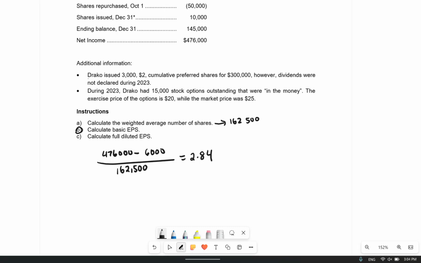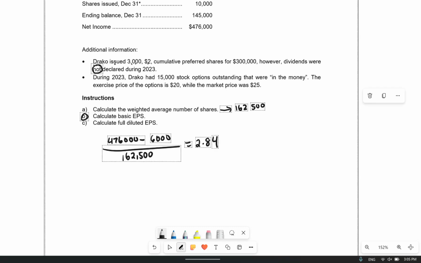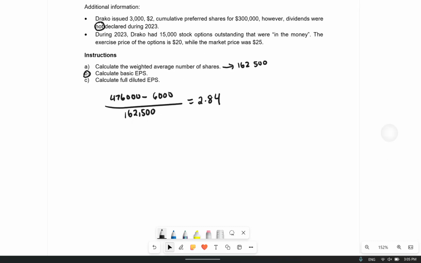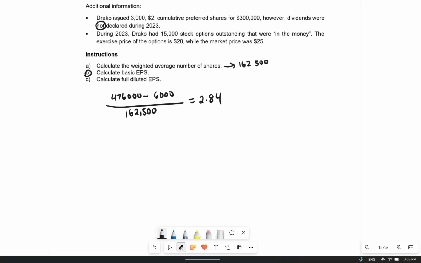So in this case Darko issued 3,000 cumulative preferred shares with a dividend for 300,000. However, dividends were not declared. So if they were not declared, we needed to deduct the current year's dividend. That's the first thing we're going to do. The second thing is this question has options, not a bond. The bond can be converted into shares, and the option can be turned into shares. So first we always needed to work out the earning per share. The second one is they're asking you to calculate a diluted earning per share.